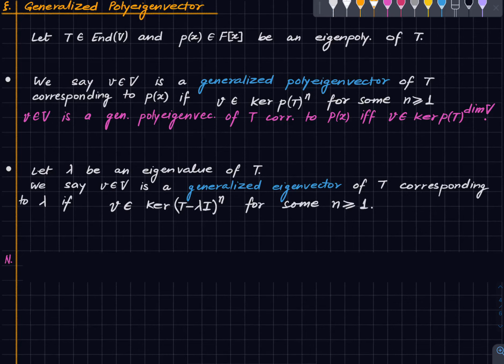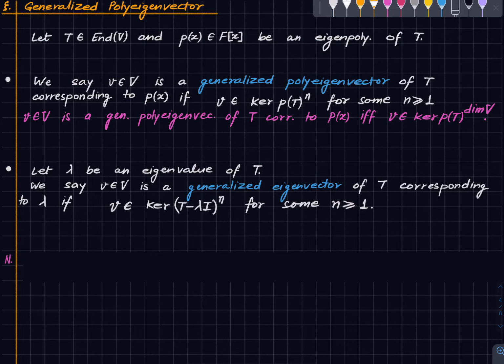So every generalized eigenvector is a generalized polyeigenvector after all. It's just that the eigenpolynomial is a degree 1 polynomial, meaning it comes from an eigenvalue. And this is standard terminology. This you can find in textbooks. Somehow people do not talk about this, but I think it is a natural notion.